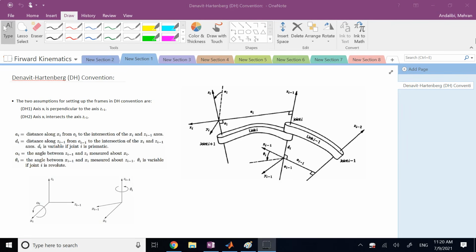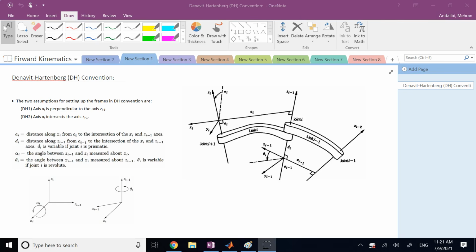Okay, what does the DH method say? It has two major assumptions. First of all, when you attach each coordinate frame to one of the links, the x-axis of the new frame is perpendicular to the z of the previous frame. For example, x2 is perpendicular to z1. x5 is perpendicular to z4.